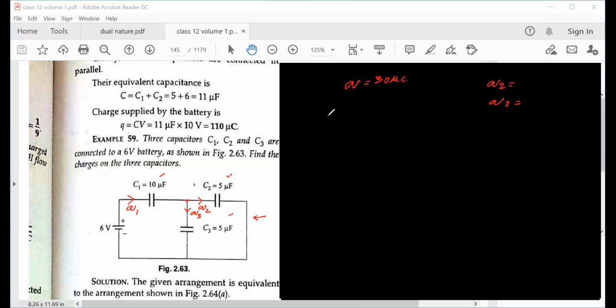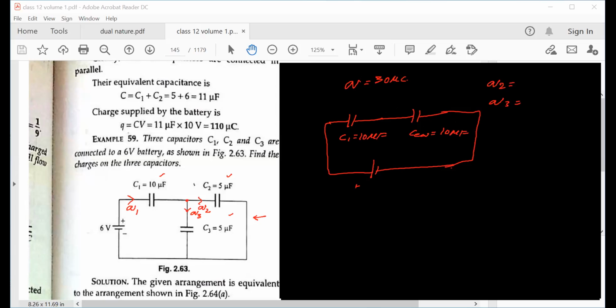To find that, we have redrawn the circuit before. I'll redraw it again. C1 is equal to 10 microfarad and here C2 is your C equivalent, equal to 10 microfarad. So this is the thing. Okay, this is your voltage. And remember, when we are discussing the series connection, what will the voltage be here? Voltage will be dividing.